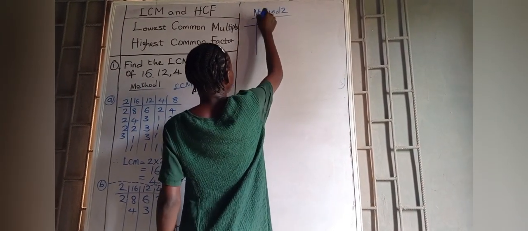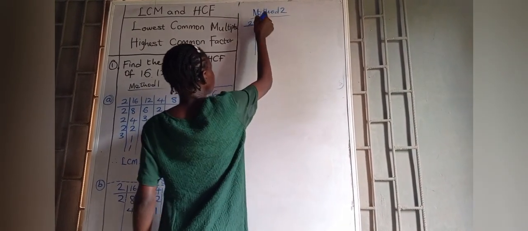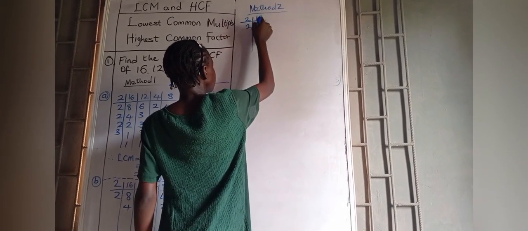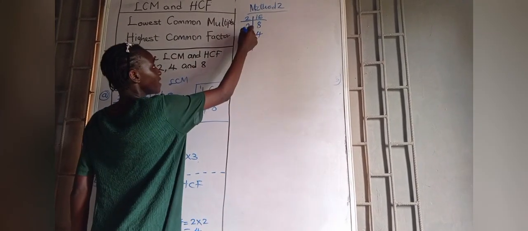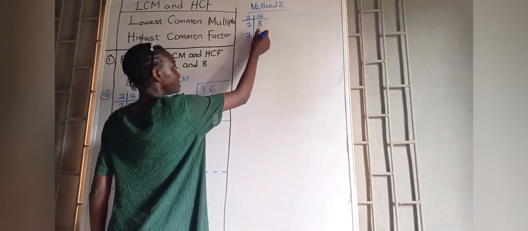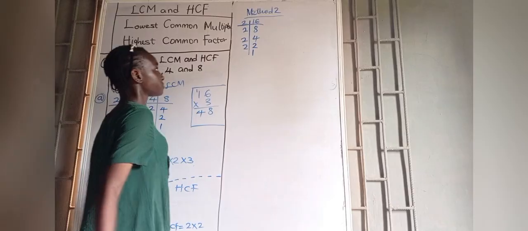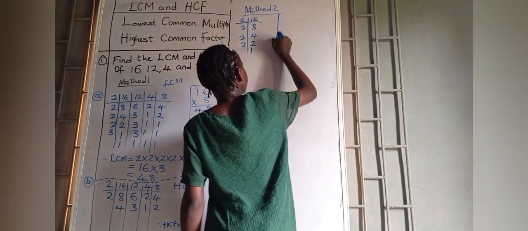So first I'll use 16. So it's 16 divided by 2, that is 8. 8 divided by 2, that is 4. 4 divided by 2, that is 2. 2 divided by 2, that is 1. I move to the second one. I want to look for the product of the prime factors of 12.